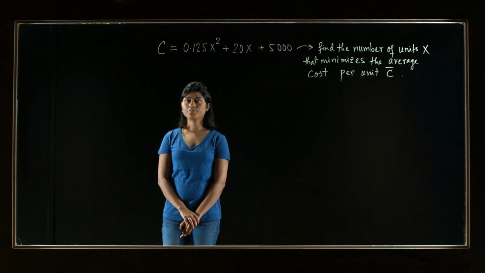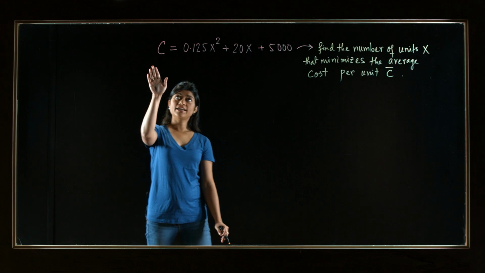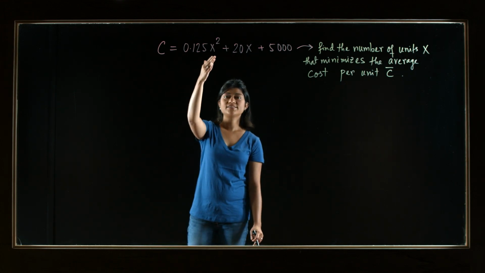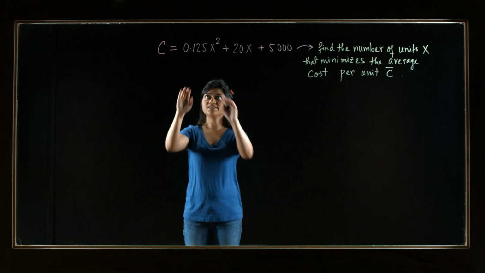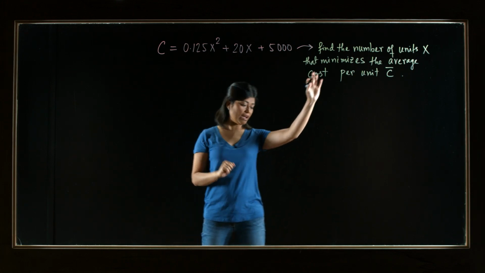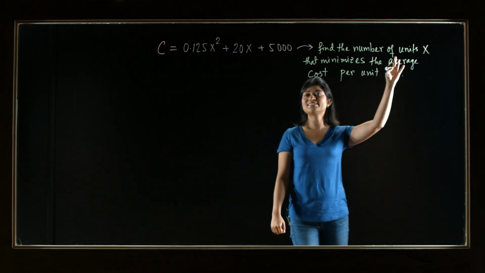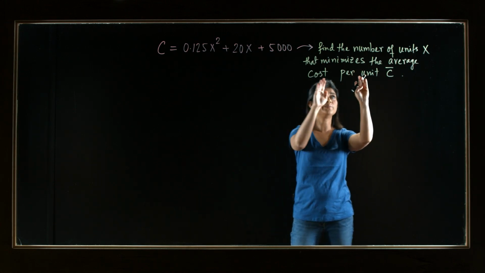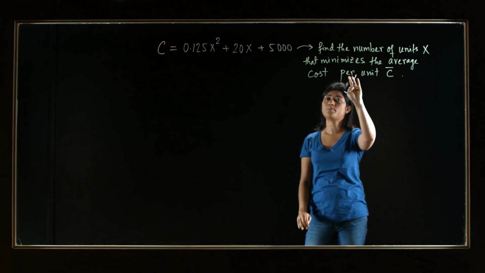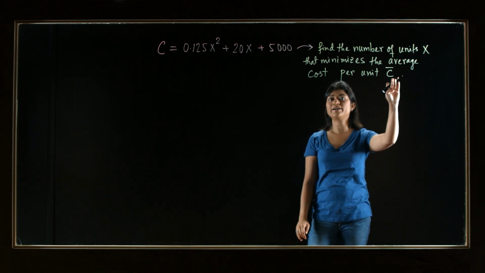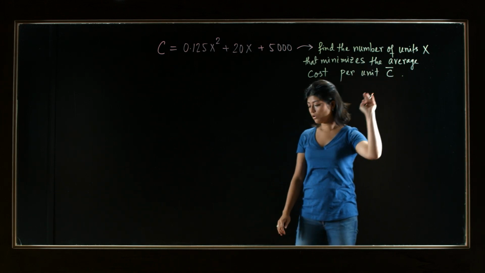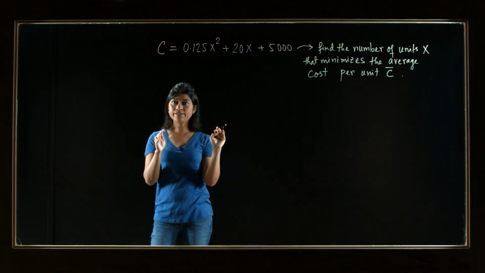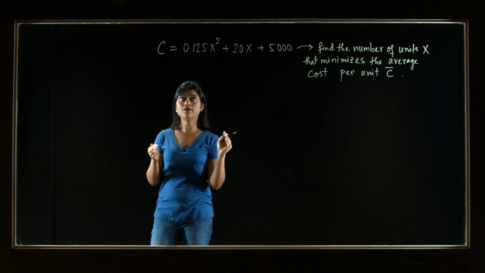In this problem, we have a function that represents a cost function. The cost of producing, say, x units of a product is given right here. We have to find the number of units x that will minimize, not the cost, but the average cost per unit, which is denoted by C bar. To start the problem, let me first remind you what C bar is.